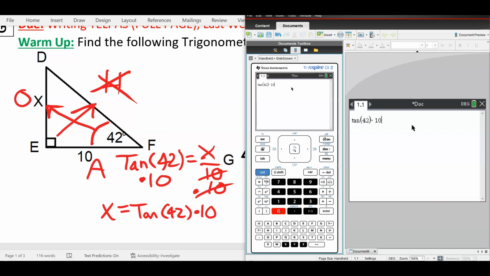And then you always round 2 decimal places to the right, which is the 100th place. Whoops. Hit enter. I got 9.004. Does the 4 make it round up or stay the same?